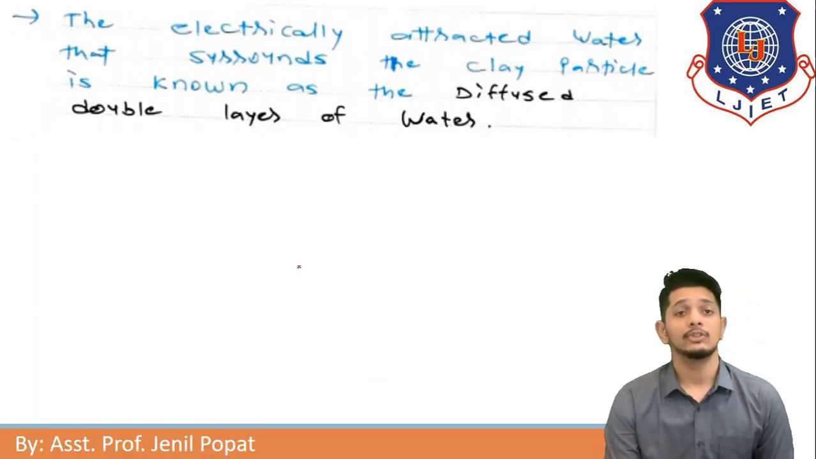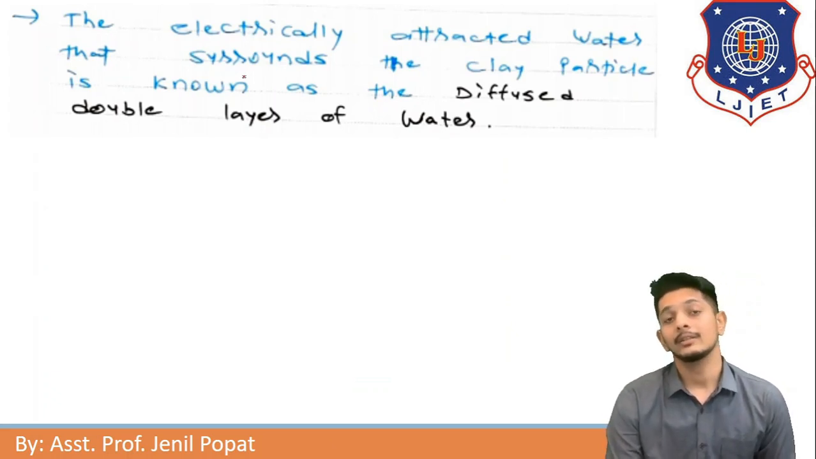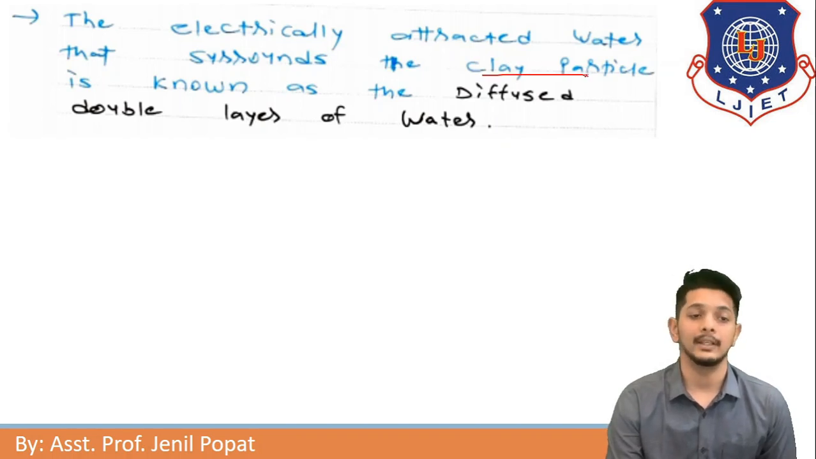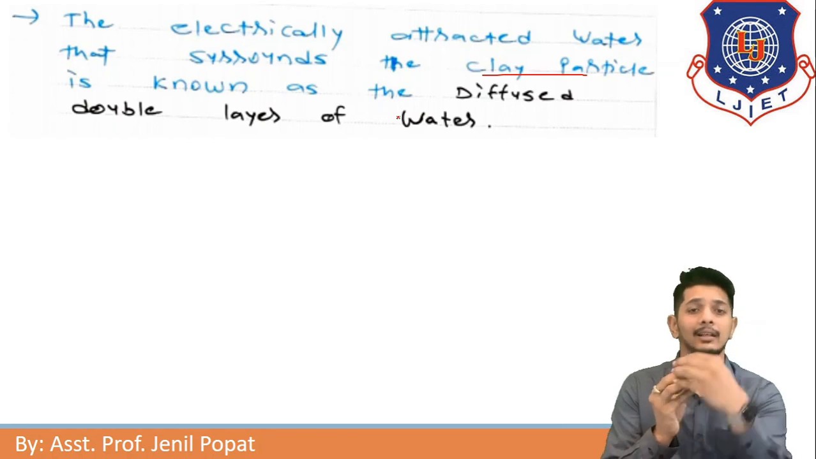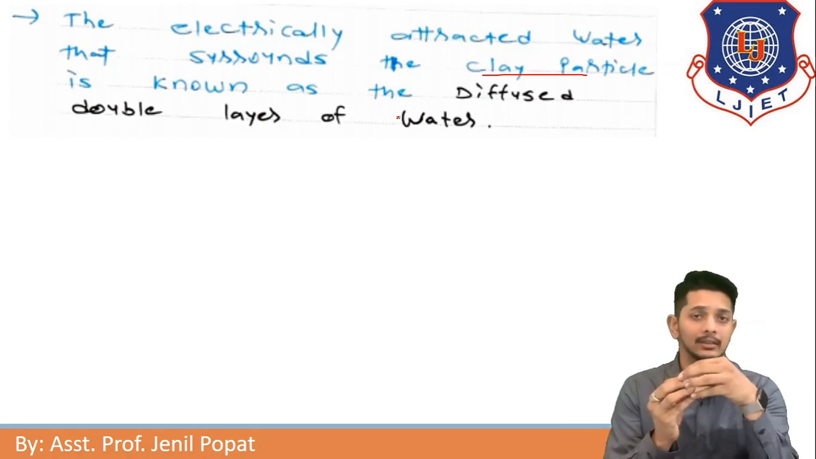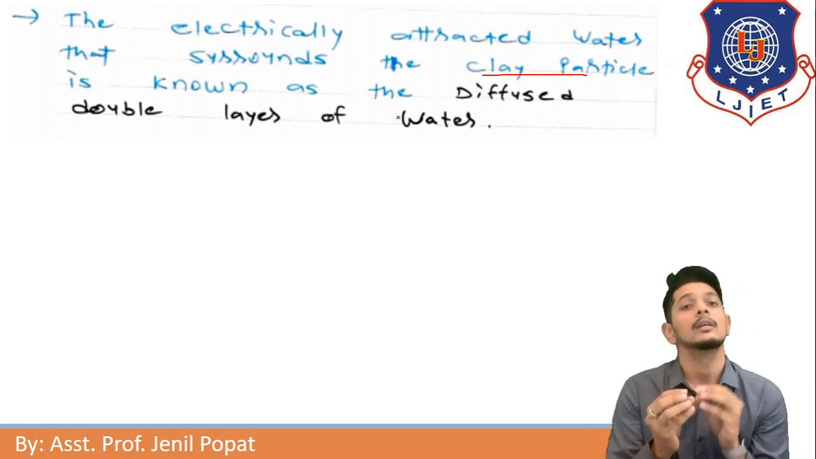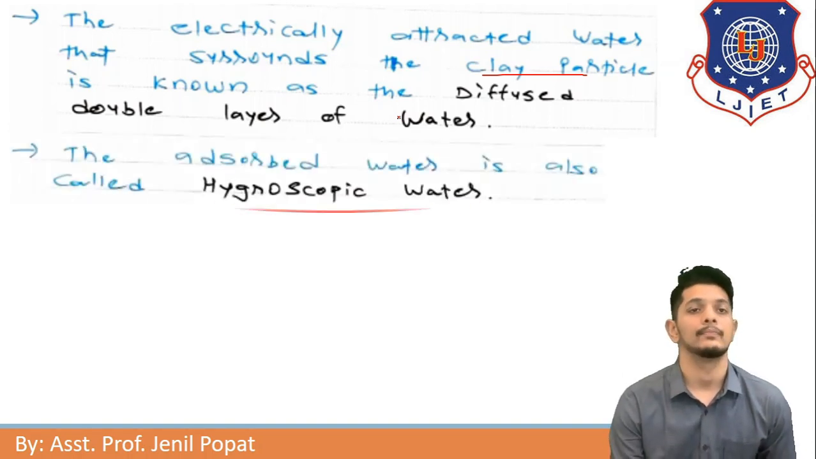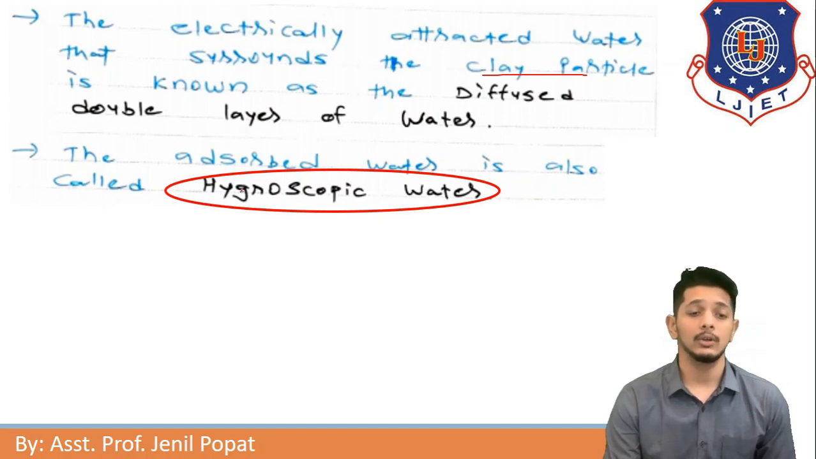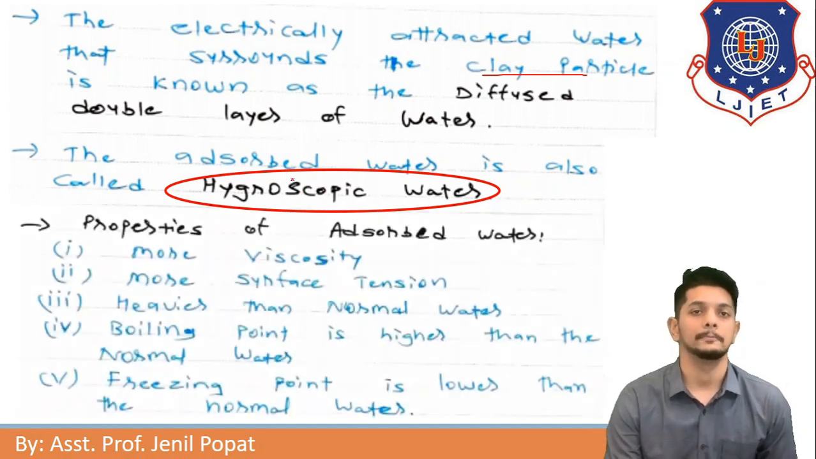Let us understand adsorbed water more. The electrically attracted water that surrounds the clay particle, we are talking about clay particle only, is known as the diffused double layer of water. When a clay particle is there and there are electrically attracted water particles around it, it is known as the diffused double layer of water. The adsorbed water is also called hygroscopic water.